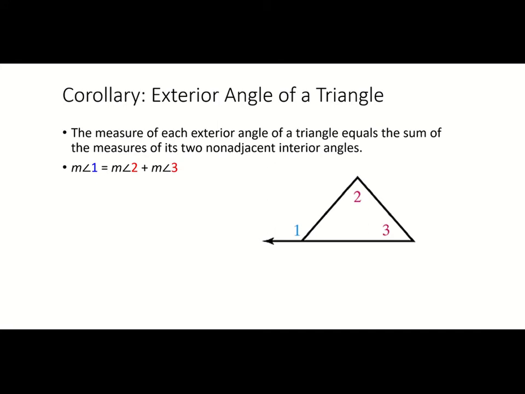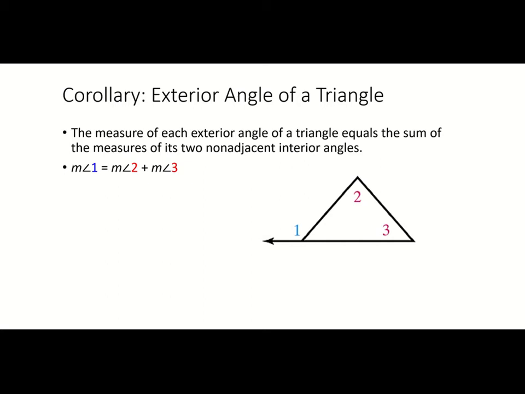All right, our corollary here is the exterior angle of a triangle. And this is one theorem that we will use quite a bit in this course. And this theorem or corollary says that the measure of each exterior angle of a triangle equals the sum of the measures of its two non-adjacent interior angles.